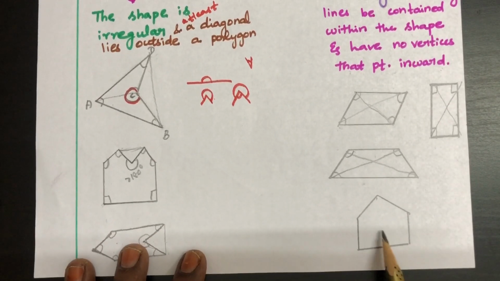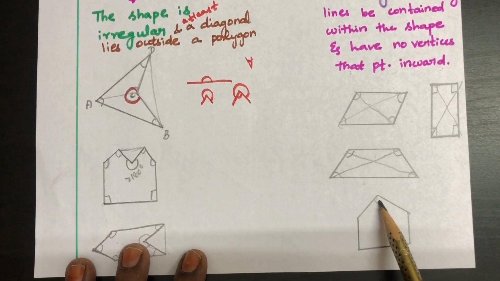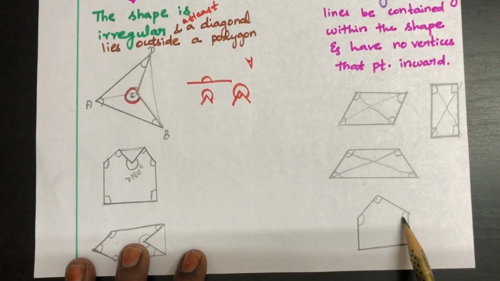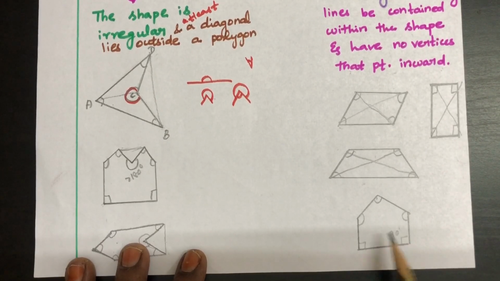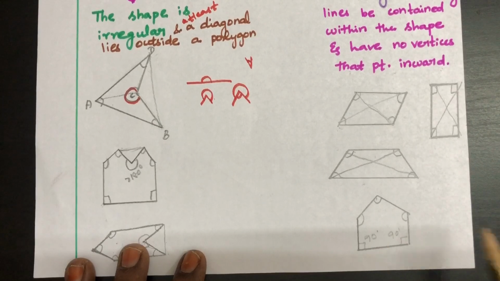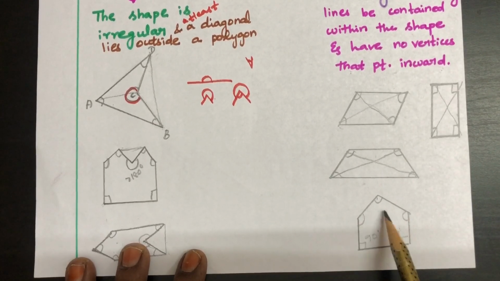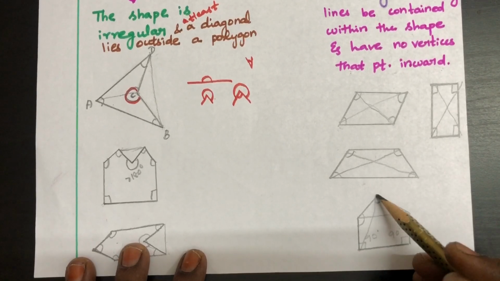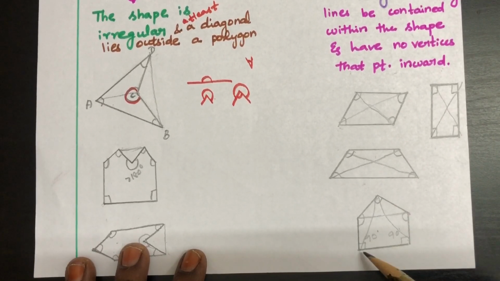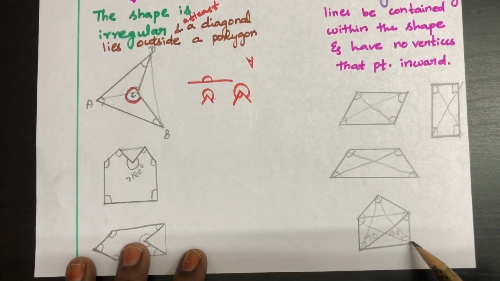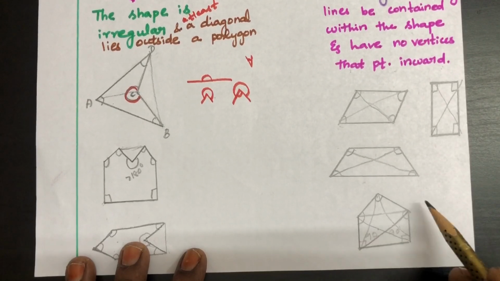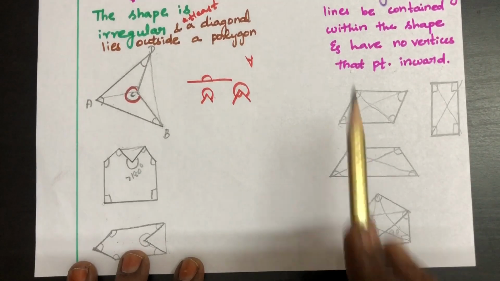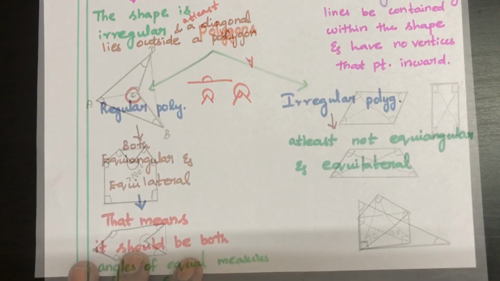See this figure. Here also, all the angles formed are less than 180 degree. These two are 90 degrees. Correct? 90 degree, 90 degree. Also, the diagonal lies inside here, like this. Only inside, no outside diagonals. So, these are all called convex polygon.